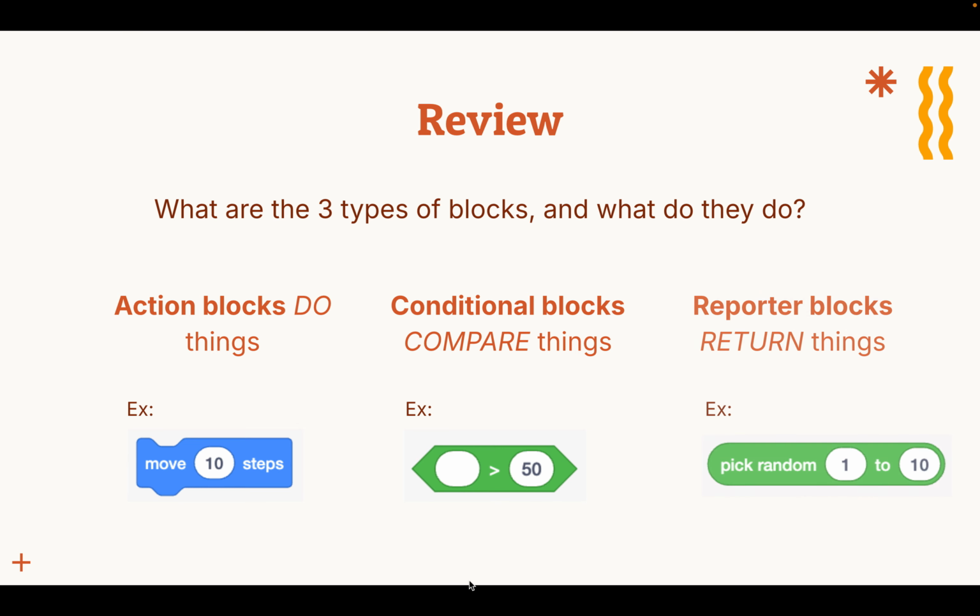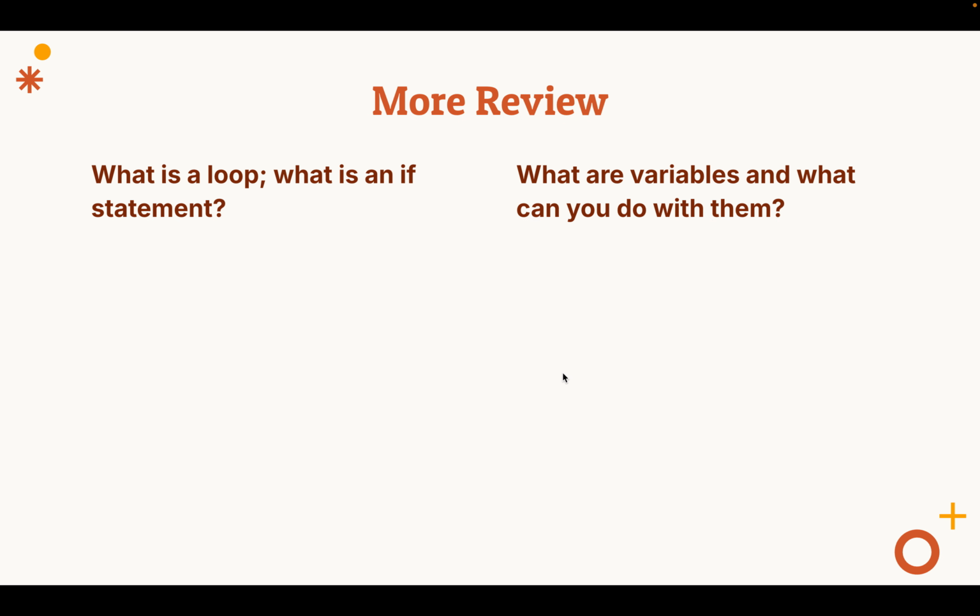Finally, the third type of block is the reporter block, which returns things. An example of this is the pick random value block, which picks a random value between 1 and 10. Let's go to the second review question. What is a loop and what is an if statement?